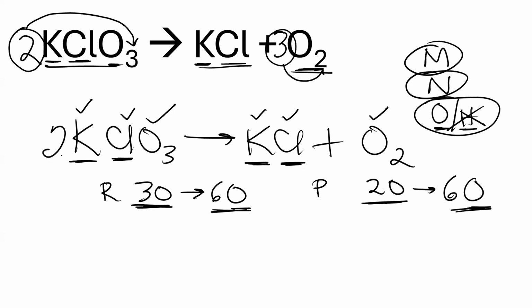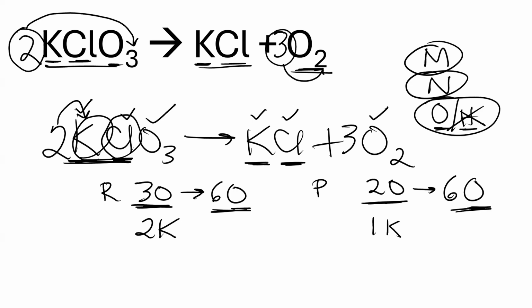The thing is, by multiplying this by 2 and this by 3, you disturb the original balance between potassium and chlorine in our previous steps. So what we do is we revisit it. In this case, you have 2 potassium atoms on the reactant side and 1 potassium atom on the product side. So how do we balance the potassiums on this chemical equation? If we multiply the potassium on the product side by 2, you form 2 potassium atoms, and that balances the potassium on the chemical equation.